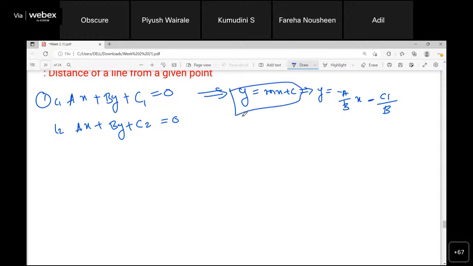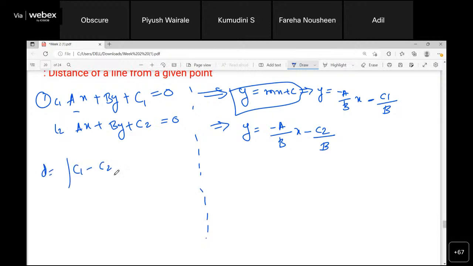And here also I am doing the same thing, that is y equals minus a by b x minus c2 by b. Now there are two cases. If the equation is given like this, you can use the distance as mod c1 minus c2, these being the capital C1 and C2, and the small c1 I will come to, under root of a square plus b square.